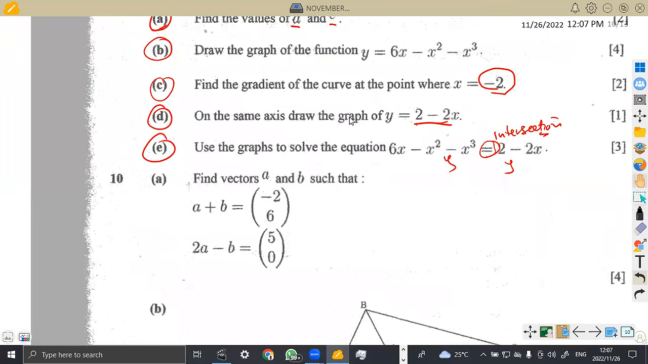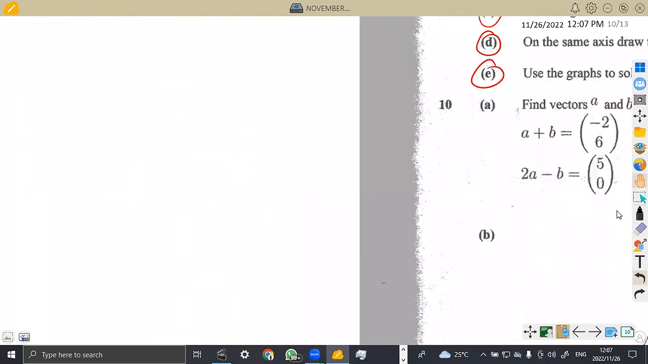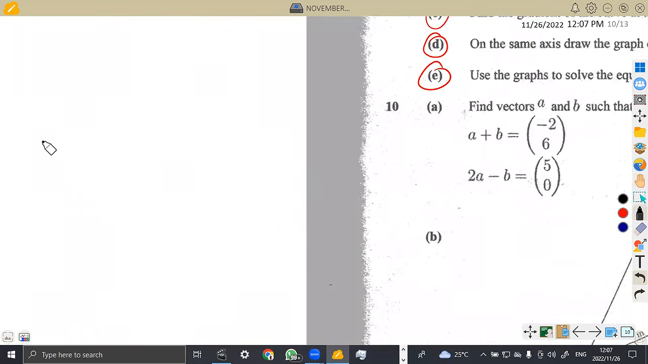We move on to the other part of the question, which is question 10, where we are given that vector A and vector B are such that A + B is (-2, 6) and 2A - B is (5, 0). Then find the value of A and B. So this was just like a normal simultaneous equation, but this time it was given in vector form. If we are using elimination, you're supposed to work this the way that you do on simultaneous equations.